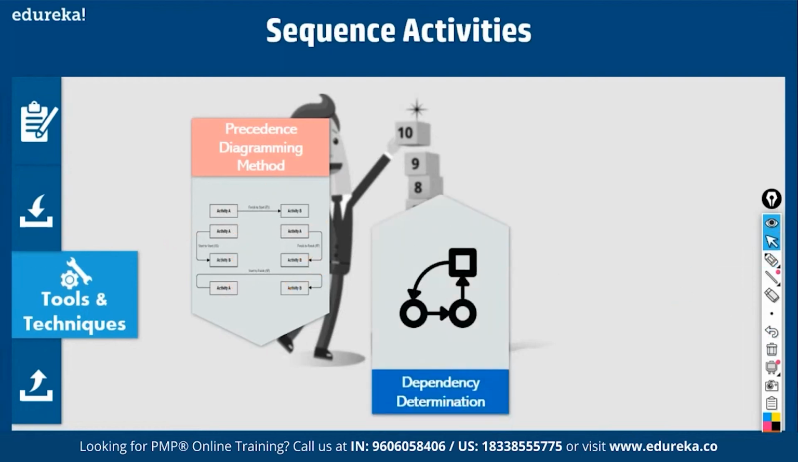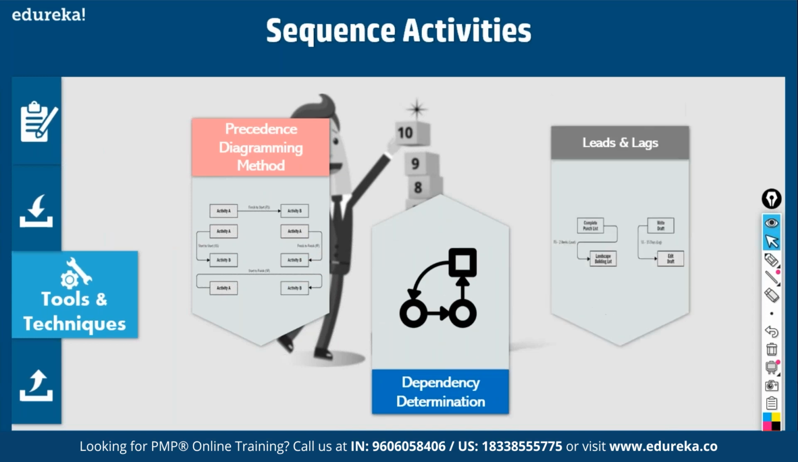Then dependency determination. That is what we saw now, right? Then leads and lags. This is a lead. What does it mean? Let's say this takes 10 days and this takes 10 days. It should normally be 10 plus 10, 20 days. But you are introducing a lead in the successor activity, let's say by 5 days. That will reduce the duration by 5 days. It becomes 15. So lead has the effect of reducing the duration.